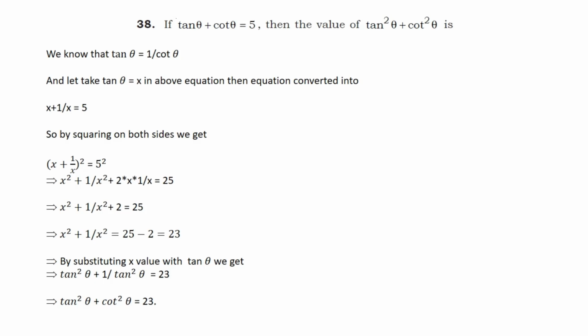By expanding that, x square plus 1 by x square plus 2 into x into 1 by x. Here x and 1 by x cancel out. So x square plus 1 by x square plus 2 equals 25. x square plus 1 by x square equals 25 minus 2, means 23. By substituting x as tan theta, tan square theta plus 1 by tan square theta equals 23. 1 by tan square theta means cot square theta. So tan square theta plus cot square theta equals 23.